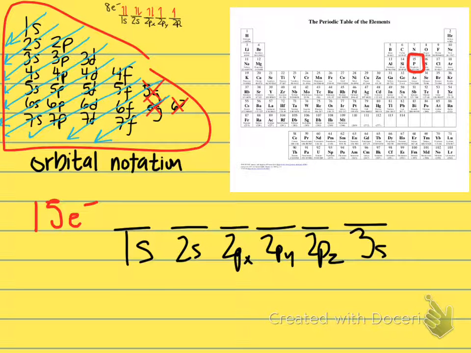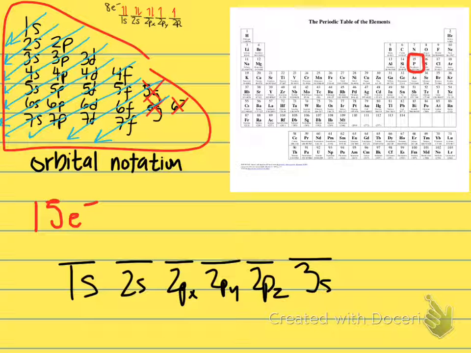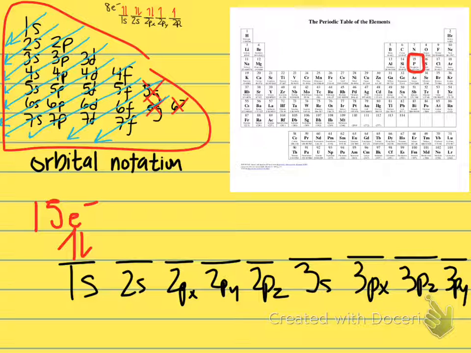I'm going to move this down and over. 3px, 3pz, 3py. Okay, that should get us to where we need to go. So, first 2 electrons. Where do they go? Next 2 electrons. 2s. 1, 2. Next 6, how many electrons do we have left? We've filled 4. We have 11 to go.